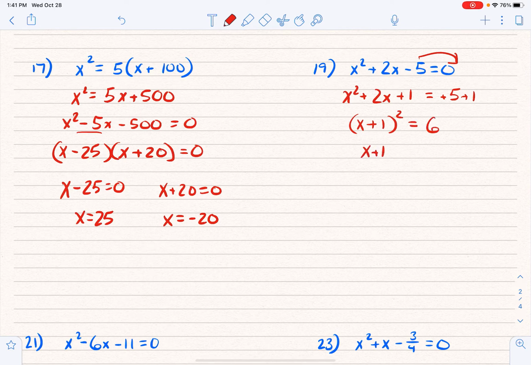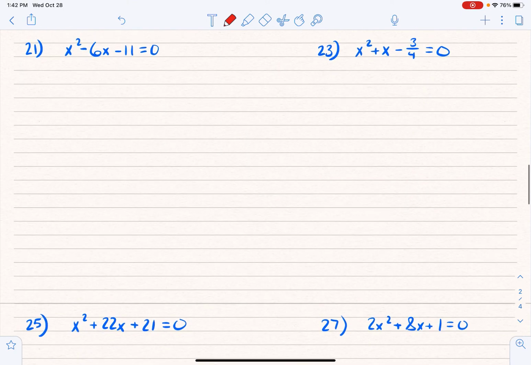Square root both sides, and x plus 1 is equal to plus or minus the square root of 6, which doesn't come out clean, but that doesn't matter. And so then you subtract the 1 from both sides. You get negative 1 plus or minus the square root of 6. If you put the negative 1 back here, that would be okay. It's no big deal. I just think it looks easier this way. Okay? All right. Number 21.